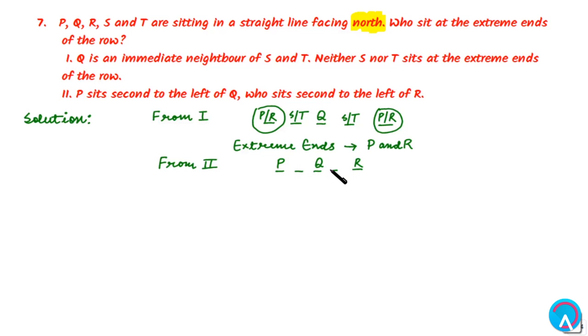And these two positions, this position and this position, can be filled by S or T, and this position also can be filled by S or T. So from statement 2 also we can get who is sitting at the extreme ends. So from here we are getting that the extreme ends are occupied by P and R.